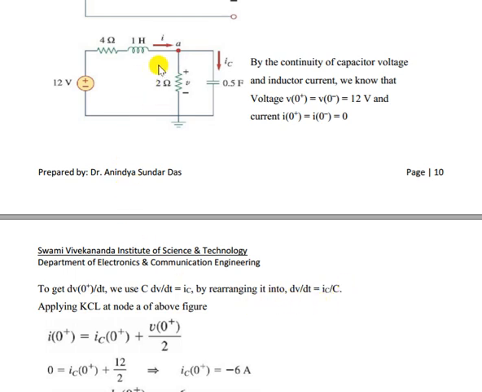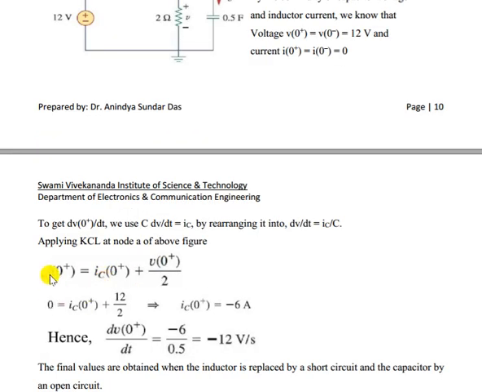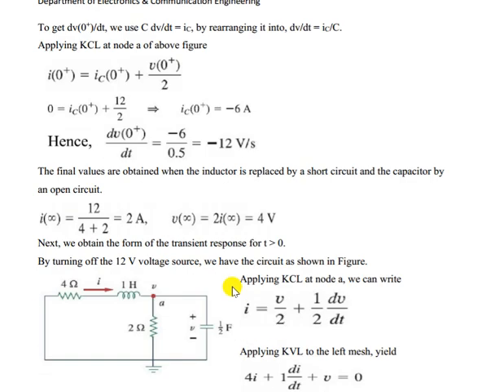Now from this circuit, if you have this node A, then we can write that I0 plus, that is this current, equal to IC0 plus, this capacitor current, plus V0 plus by 2. So I0 plus is 0, and IC0 plus plus V0 plus value by 2 gives us the IC0 plus value. If you know IC0 plus and you know C, you can find out dV0 by dt.